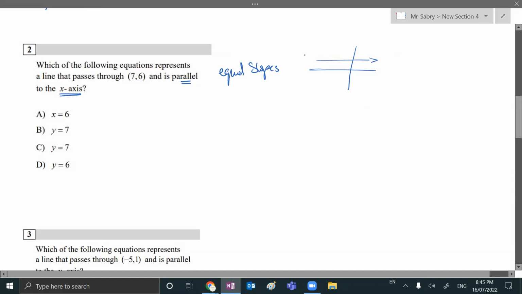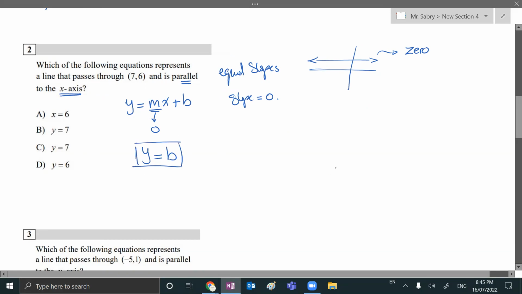If you remember, we said if we have a line that's parallel to the x-axis, a horizontal line, the slope of it is 0. So what's the equation? Isn't the equation supposed to be y = mx + b? If m is equal to 0, then 0 multiplied by x is 0 as well, which means that y equals b.